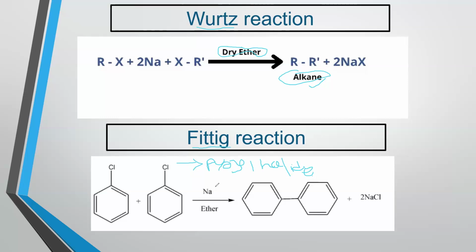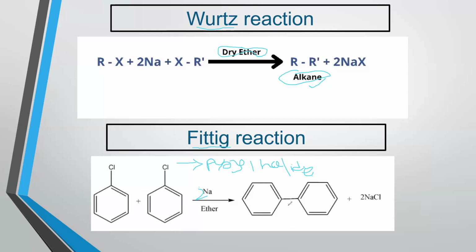The same two atoms of sodium we include in the reaction, and the dry ether is also the same. The reagent is the same, but the starting material in this case is an aryl halide. So that is the difference between the Fittig reaction and the Wurtz reaction. Here a simple aliphatic hydrocarbon will be formed, while in this case it will form a compound where two phenyl rings are attached to each other.